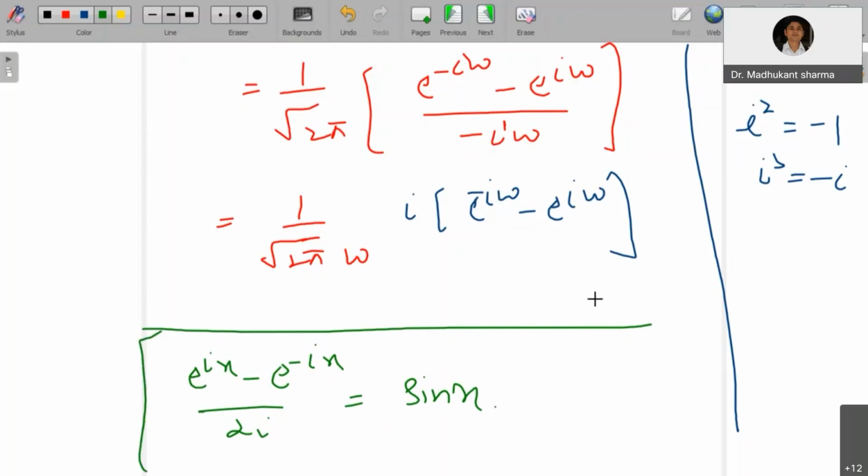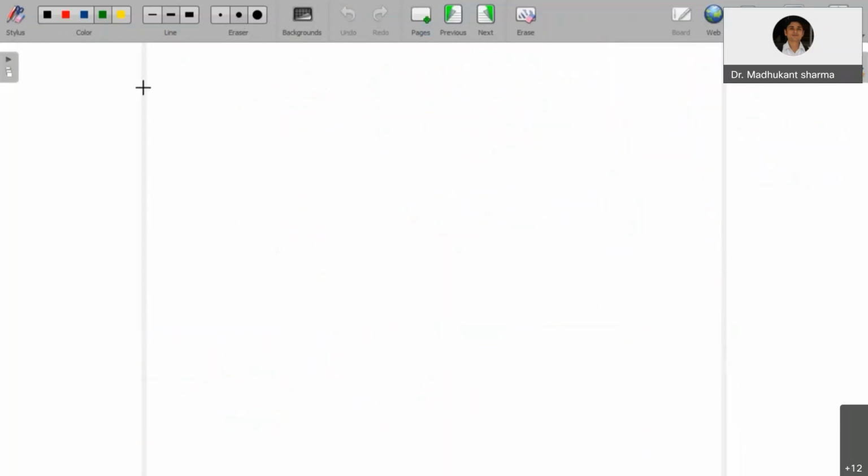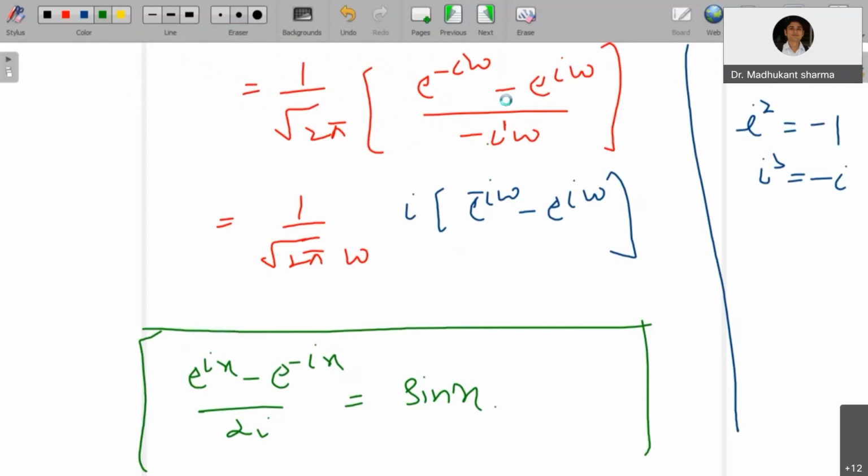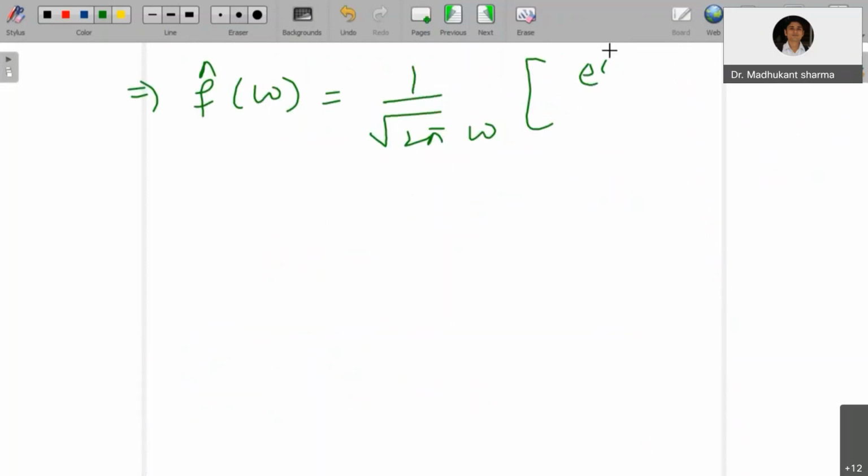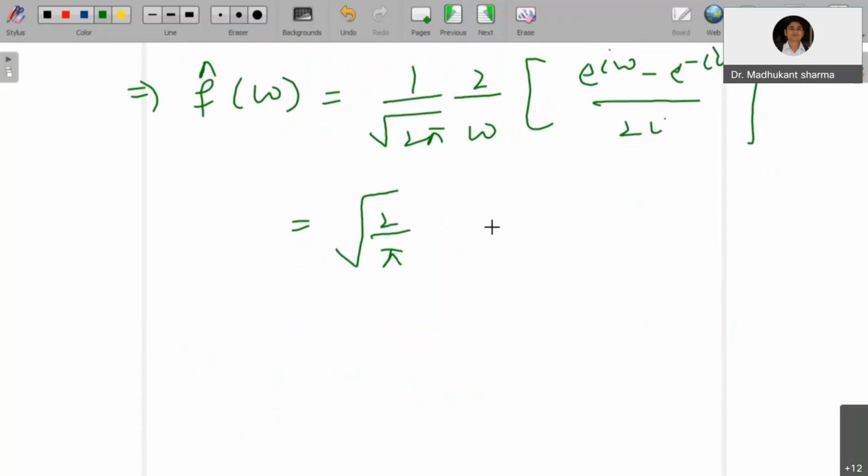So if you use Euler's formula, finally the Fourier transform of this is equal to 1 upon square root of 2 pi w, times e to the power i w minus e to the power minus i w divided by i, multiplied and divided by 2. So this is going to be sine of w. So the result is square root of 2 by pi, sine w by w.